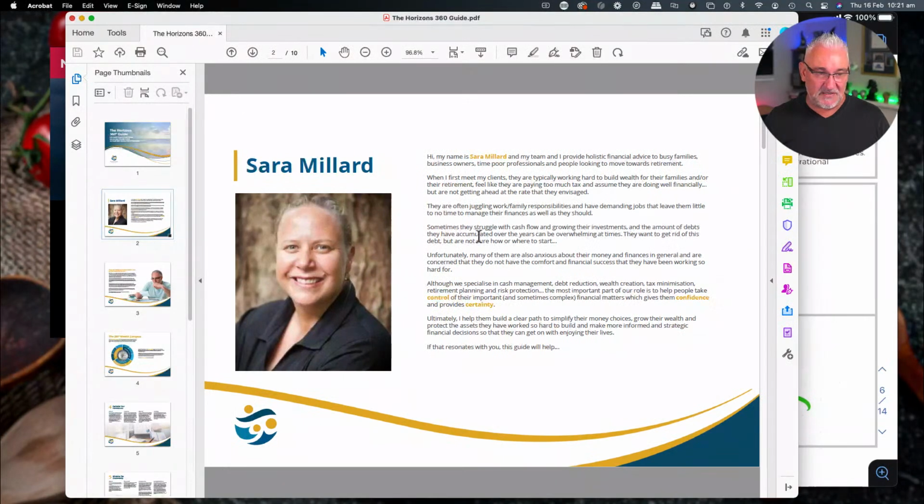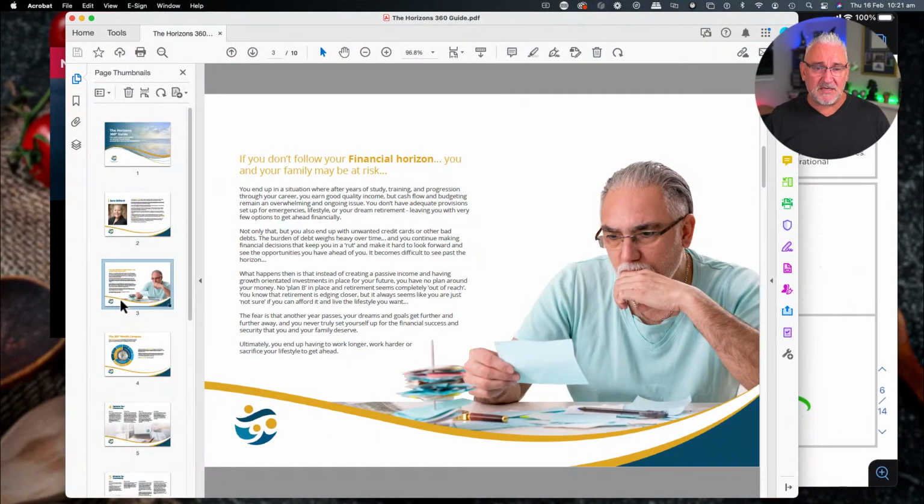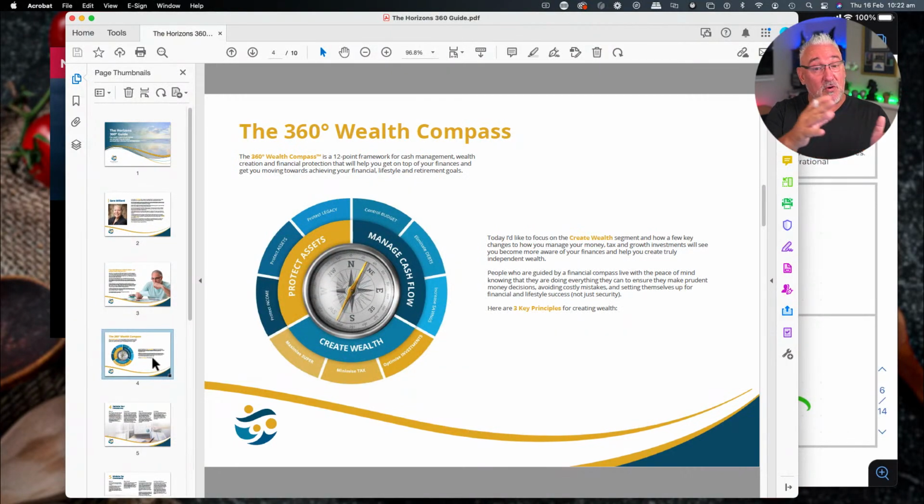And just to finish that off, just to give you a bit of context, how this all works. Then we go into, if you don't follow your financial horizon, your family may be at risk. We just drill down on the three frustrations and the fear. Frustration number one, frustration number two, frustration number three, and the fear, so we drill down even further on that again. Then Sarah created her solution to those problems, which we created as the 360 Wealth Compass. Horizon, distance, north, south, east, west, all that sort of thing. So we created the Wealth Compass, which helps people manage their cash flow, create wealth, and protect their assets. And here are the steps that we take.